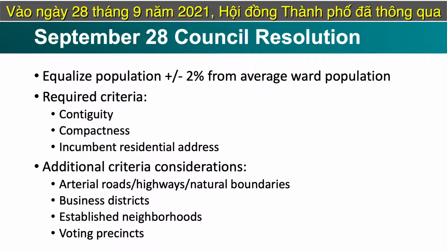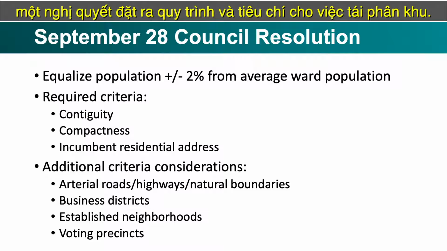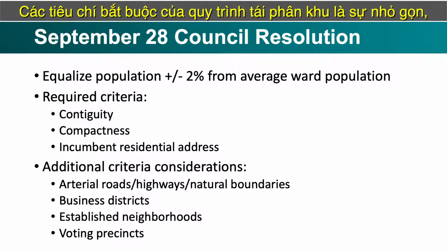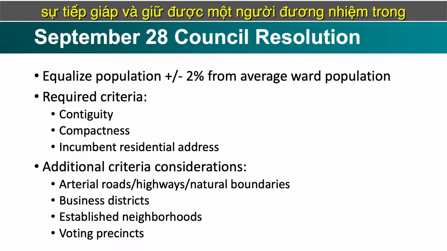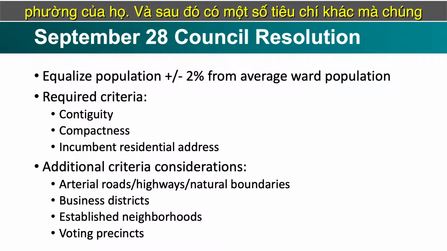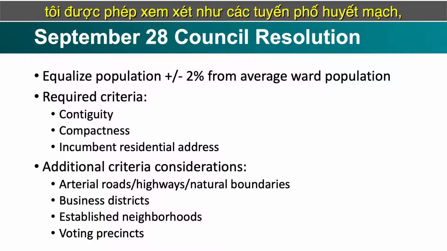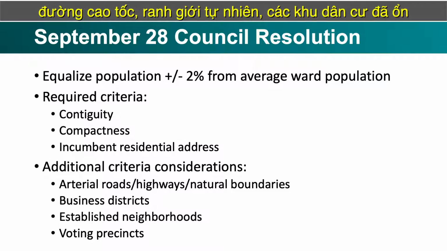On September 28, 2021, the City Council passed a resolution that laid out the process and the criteria for our redistricting. The required criteria for redistricting are compactness, contiguity, and keeping an incumbent in their ward. And then there are some other criteria that we're allowed to consider, such as arterial streets, highways, natural boundaries, established neighborhoods, business districts, and voting precincts.